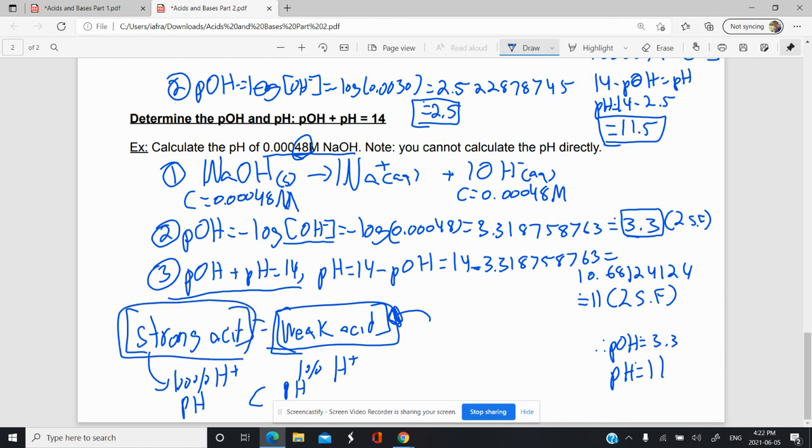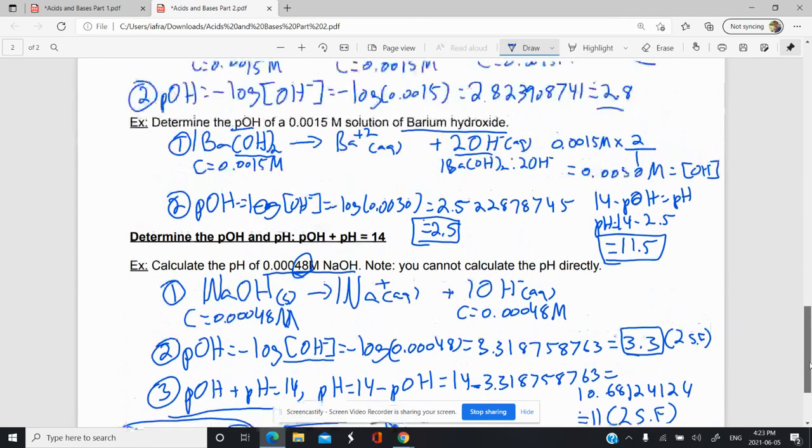But I want you to get that the definition of strong acid is not low pH. It's 100% ionization. And the definition of weak acid is not higher pH. It's really just less than 100% ionization. So keep that in mind when you do calculations.